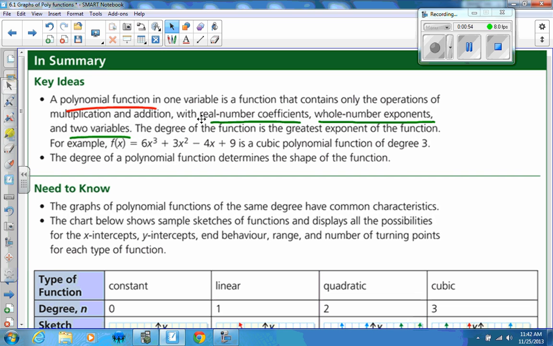So for example, f of x, that's how you say that, is equal to 6x to the power of 3 plus 3x squared minus 4x plus 9. It's a cubic polynomial function because it has a degree of 3. The 3 comes from the highest order or highest number exponent. The degree of a polynomial function also determines the shape of that function.